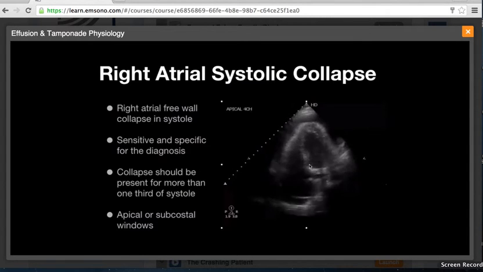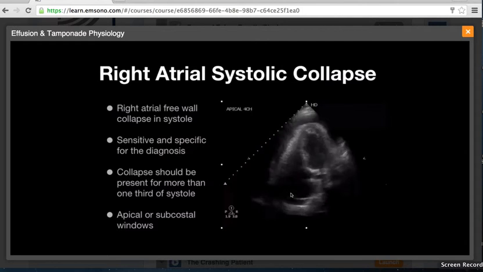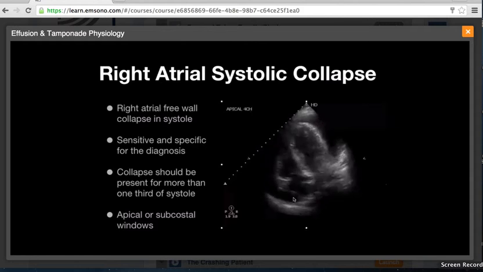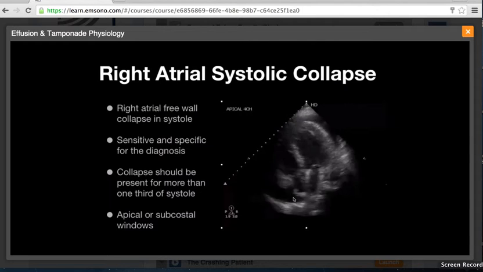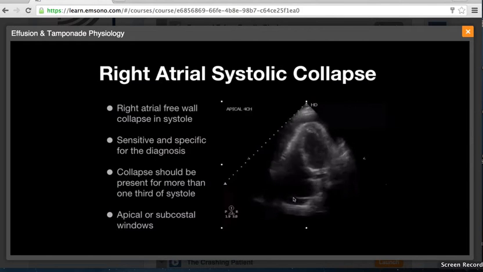Here we have a patient on an apical four-chamber view who has a large pericardial effusion, and what you can see here is that there is right atrial free wall collapse in systole. So take a look at that for a second here. See how that's buckling in when the pressure is at its lowest? Now this is a sensitive and specific finding for the diagnosis of tamponade physiology. Ideally, collapse should be present for more than 1/3 of systole, and this is going to be best seen on either the apical or the subcostal windows.